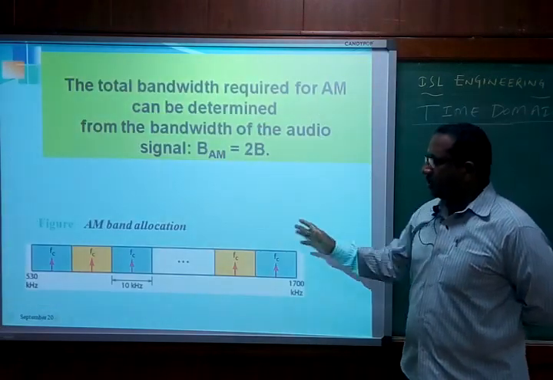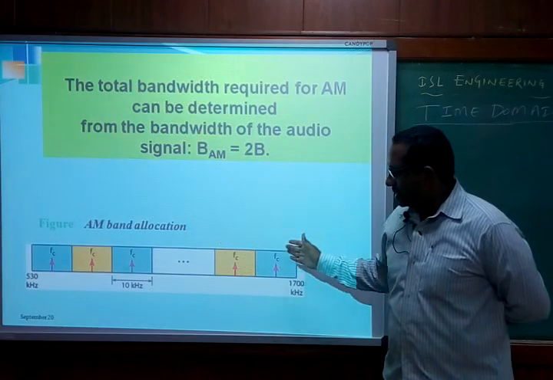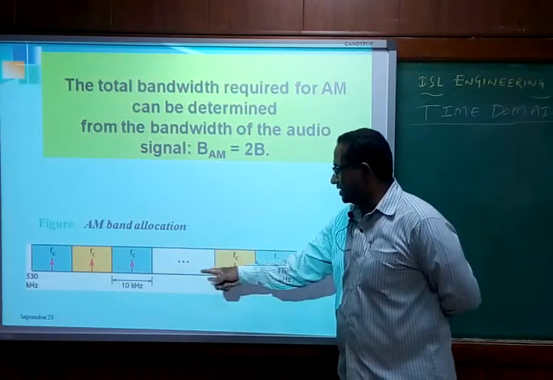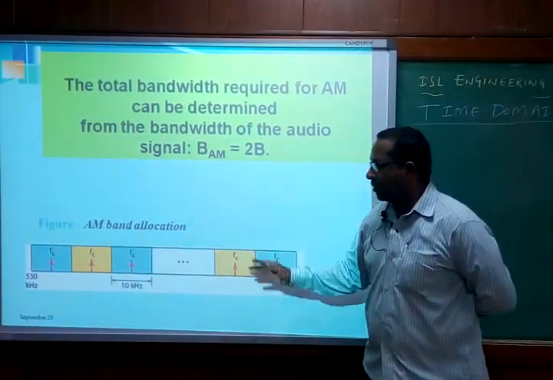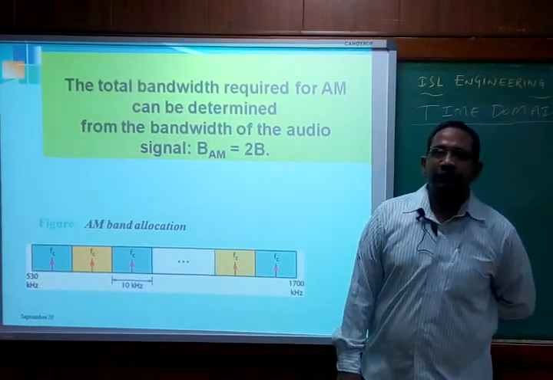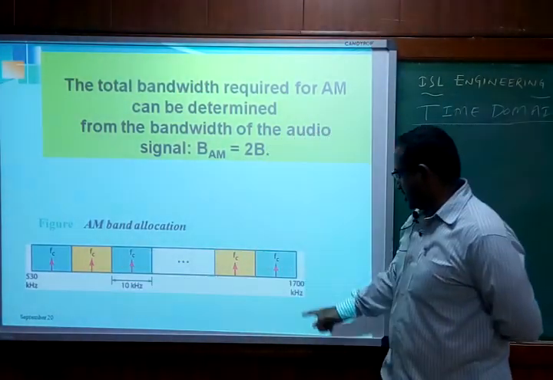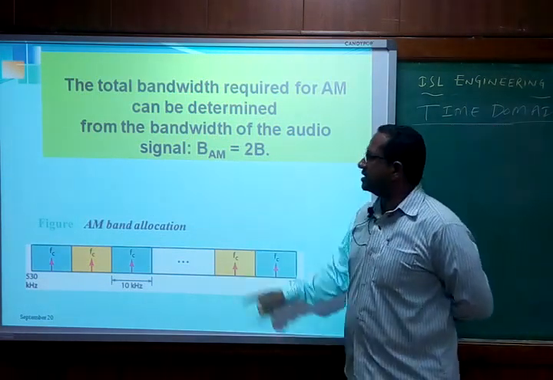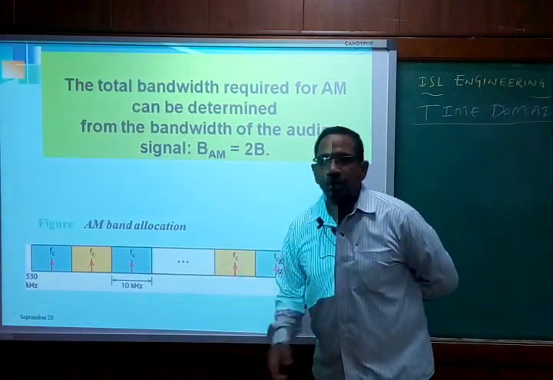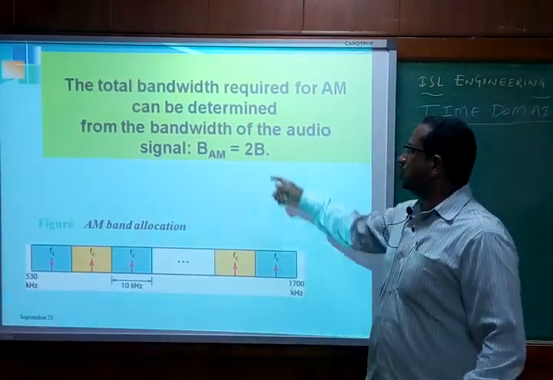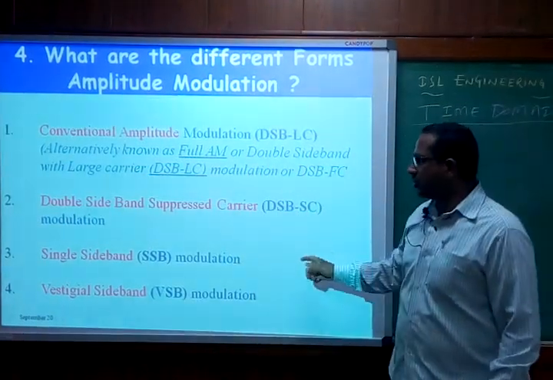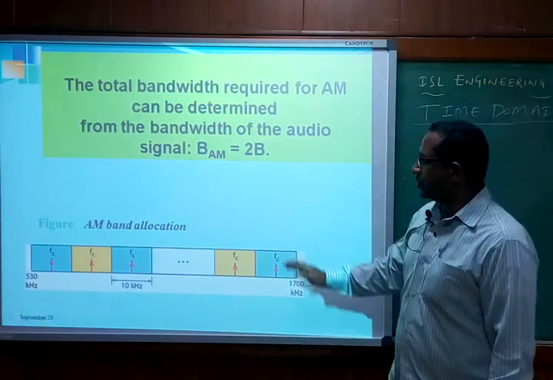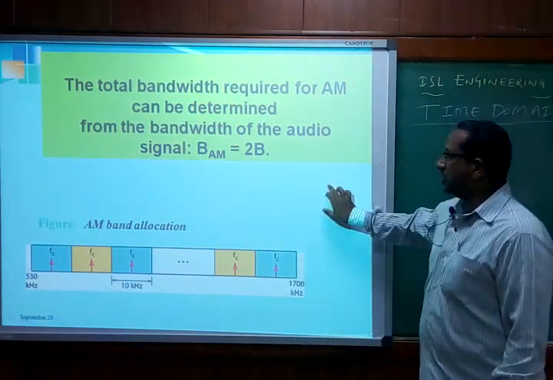After this, we allocate the bandwidth or spectrum of the amplitude modulation, where FC1, FC2, FC3 and so on are allocated. All these FCs are of different frequencies ranging from 530 kilohertz to 1700 kilohertz. If the message signal frequency is 5 kilohertz, what is the bandwidth required to transmit an AM signal? It is going to be 2 times the message signal frequency, so we get 10 kilohertz. So 10 kilohertz is the bandwidth of the amplitude modulated signal.